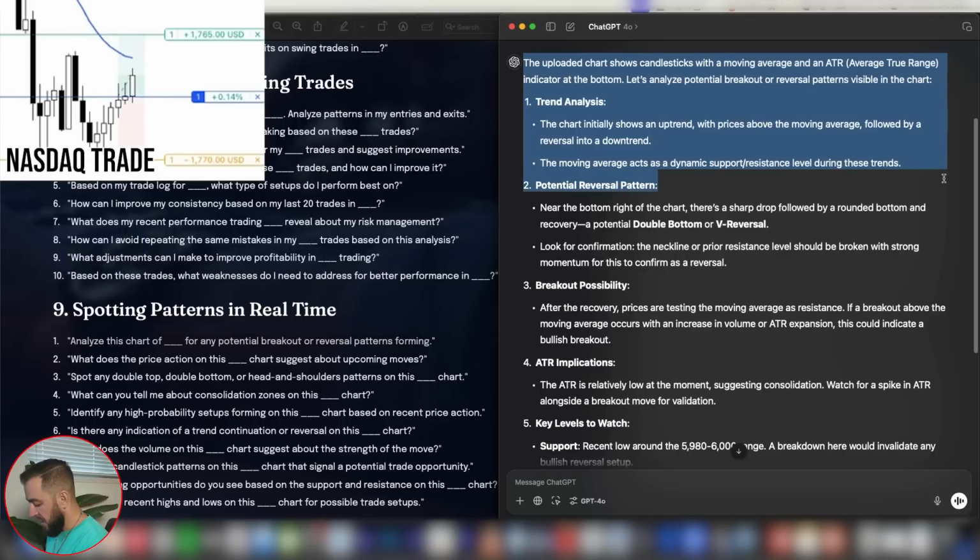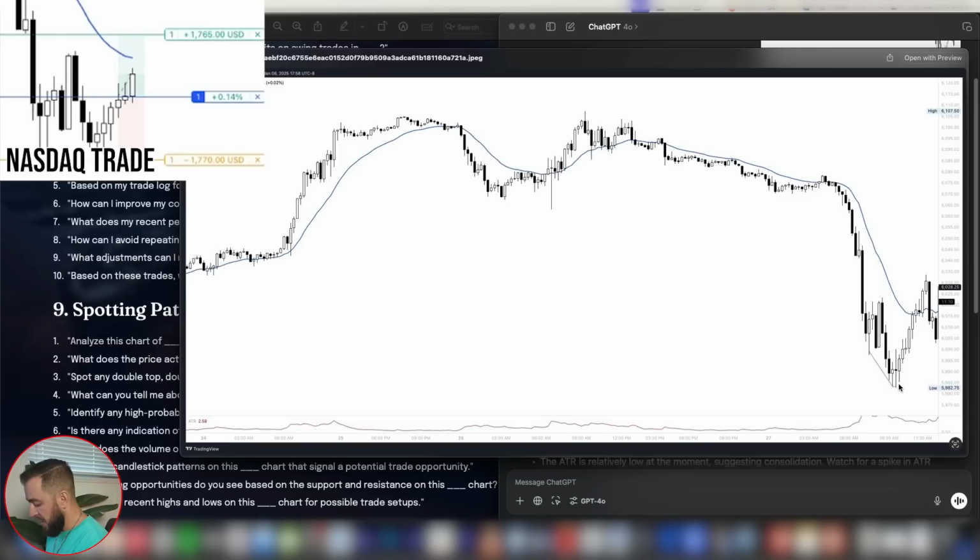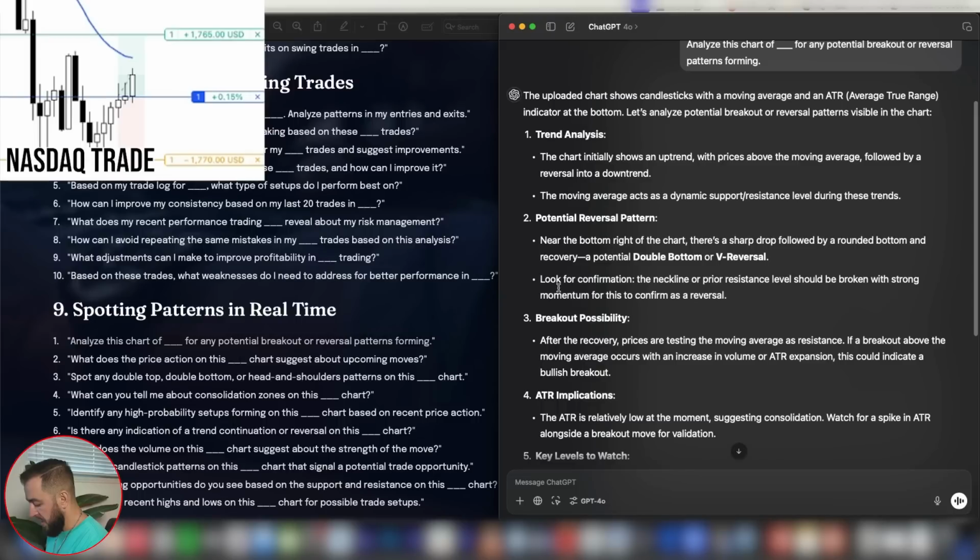Okay. Potential reversal patterns. Near the bottom right of the chart, there's a sharp drop followed by a rounded bottom and recovery, a potential double bottom. Yes, we see that here, and I have that marked. Look for confirmation. The neckline or prior resistance level should be broken with strong momentum for this to be confirmed as a reversal. So that's what we're looking for if we're looking for a potential reversal. I'd say that's solid. Number 3, breakout possibility.